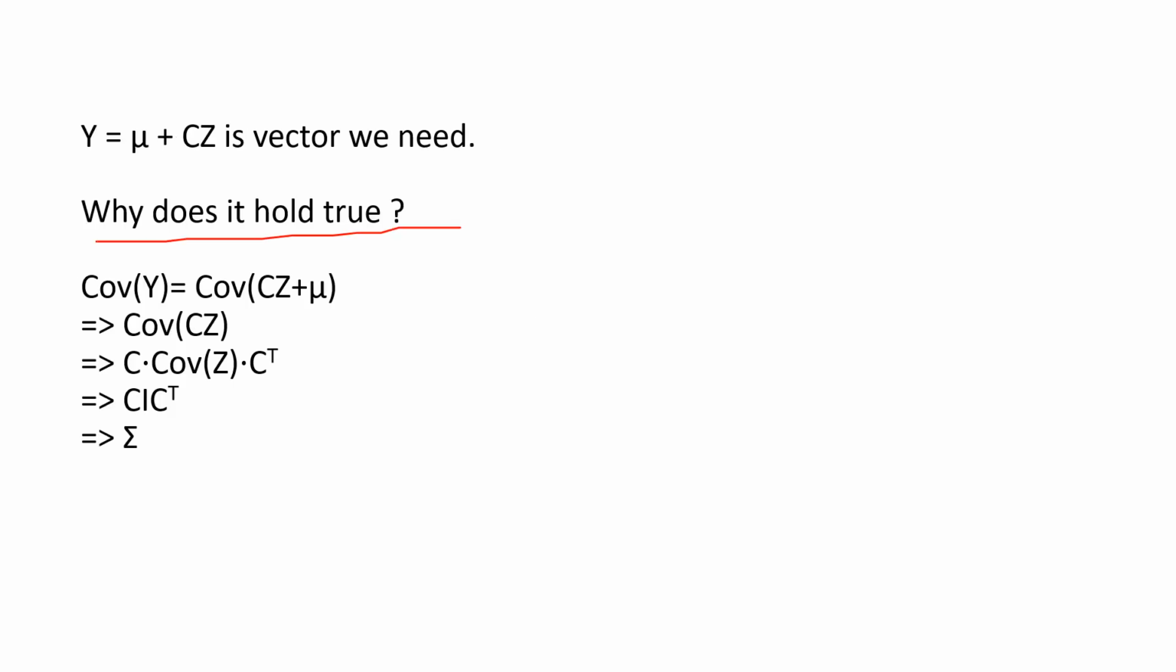And to see why this holds true, we can calculate the covariance of the variable Y. This is equal to covariance of CZ plus mu. Expanding the covariance term, we get C times covariance of Z times C transpose. The covariance of Z is the identity matrix. So we get C times identity times C transpose. This is equal to the covariance matrix sigma. So this is the answer to the second part of the problem.